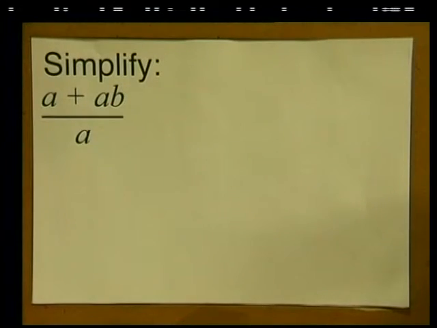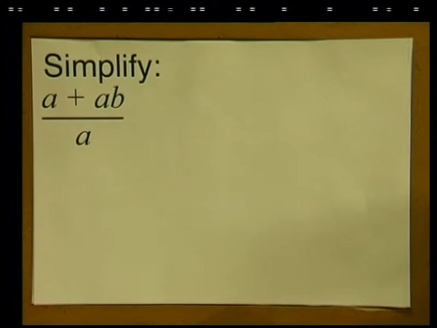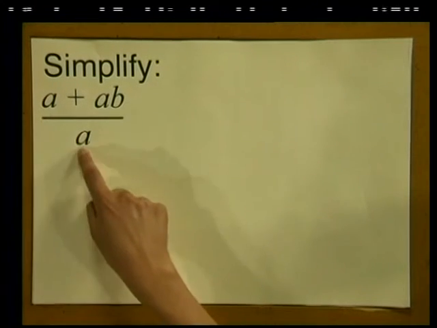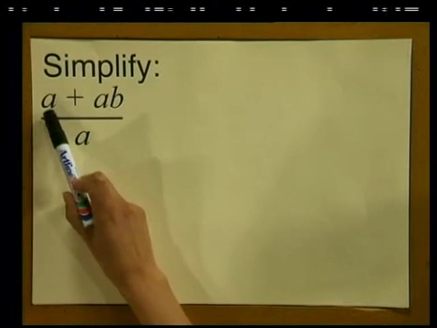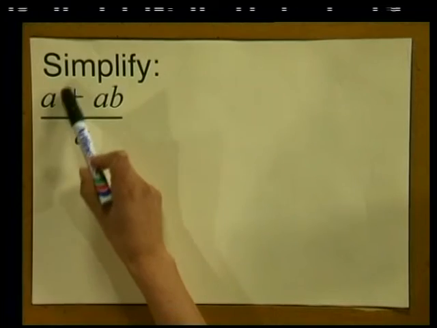Here comes number 3. Simplify A plus AB divided by A. Did you say the answer is AB? Did you immediately try to cancel these A's? No, you can't do this. Let's take a look at why. They are not factors, they are terms. They are separated by a plus sign. In order to cancel the factors, we need to factorize our numerator first. So let's look at the correct way to simplify this fraction.